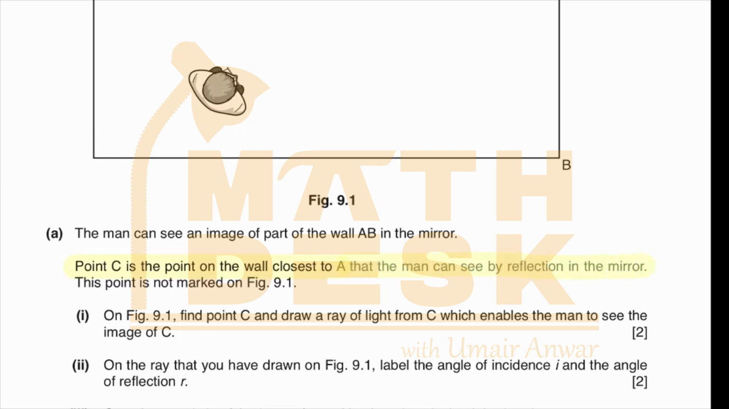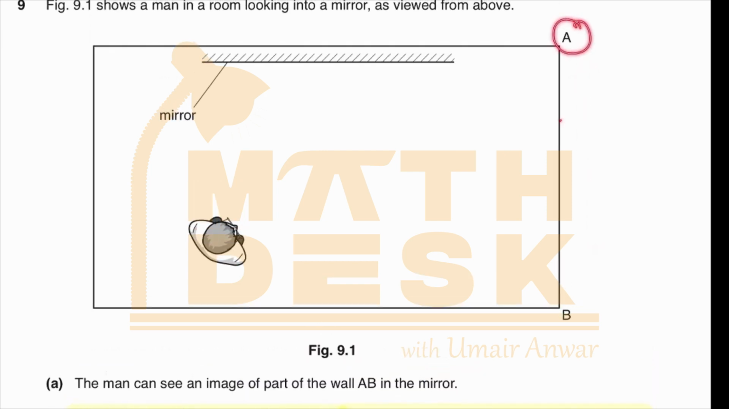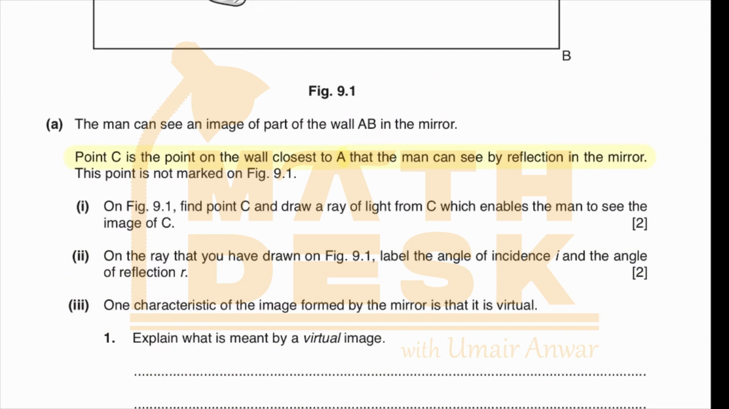So this would be the point which the man could see through reflection in the mirror, and this point lies somewhere on this wall AB, and it is at a position which is closest to this point A such that its reflection is seen in the mirror. Now this point is not marked on figure 9.1.